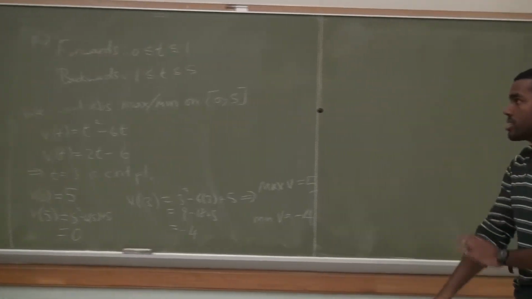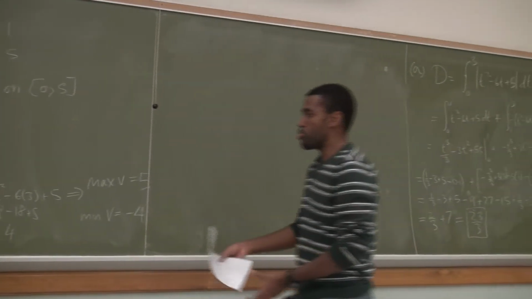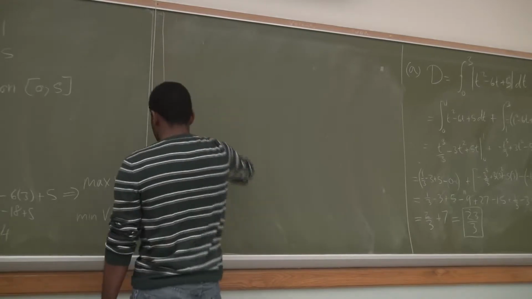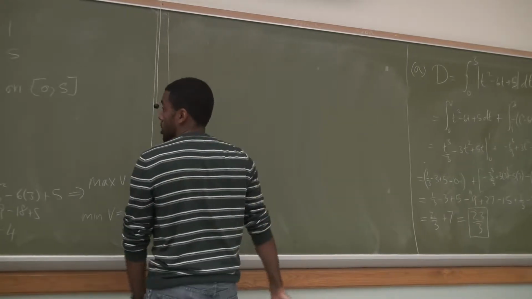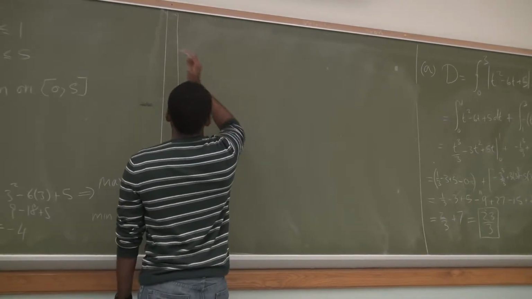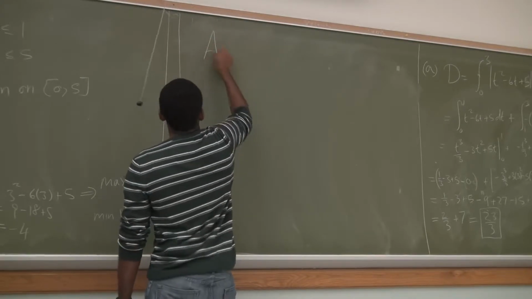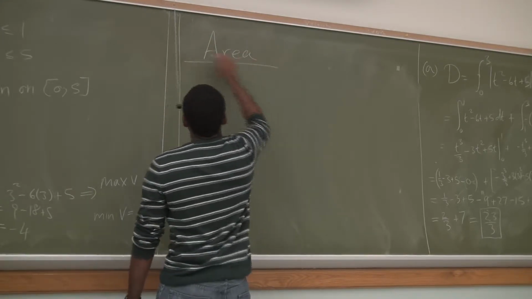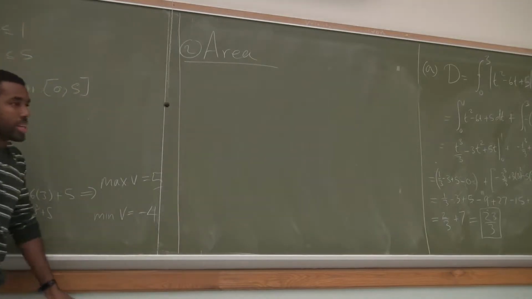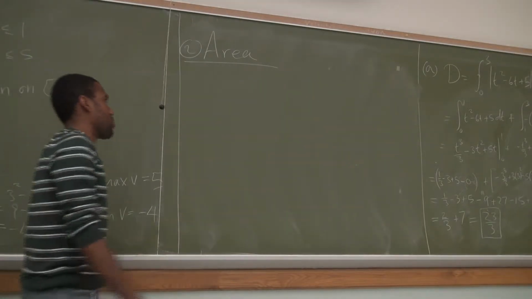So problems like this are pretty likely. We get a 60% chance something like this will come on the final. Something that will definitely be on the final: area. This is the second application, which again, is one that we've been talking about for a while.